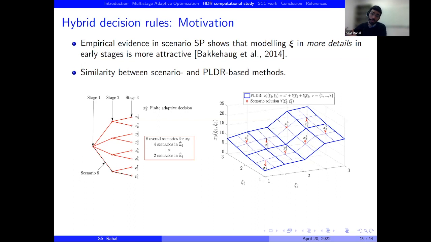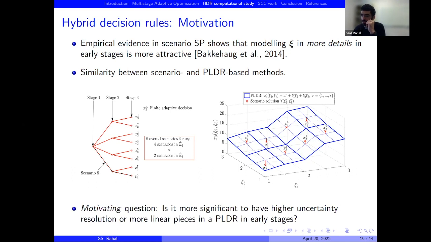Similarly, in the case of decision rule-based methods, if you have 4 linear segments in stage 2, which corresponds to 3 breakpoints, and 2 linear segments in stage 3, we'll end up with 4 linear partitions in the PLDR surface. So we asked ourselves: is it more significant to have higher uncertainty resolution or a higher number of linear parts, or linear pieces, in a PLDR in early stages?